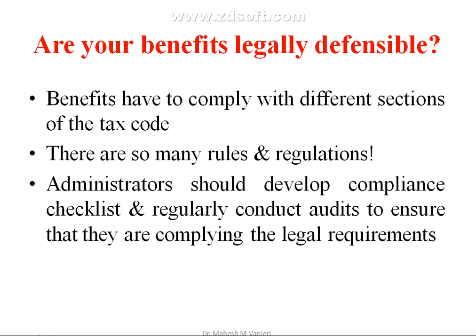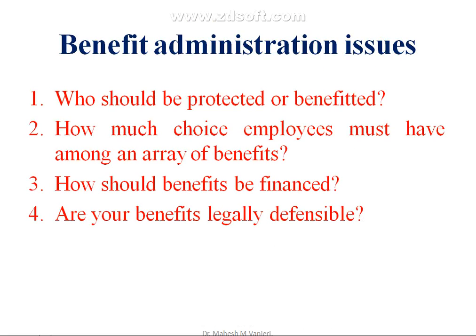Say, for example, the rate of dearness allowance, the amount of city compensatory allowance: the government has specified, and we check whether we are paying according to that or not. So administrators should develop a compliance checklist and regularly conduct audits to ensure that they are complying with the legal requirements. So these are the issues in the benefit administration process. If you have any questions now, this part we completed, please let me know.